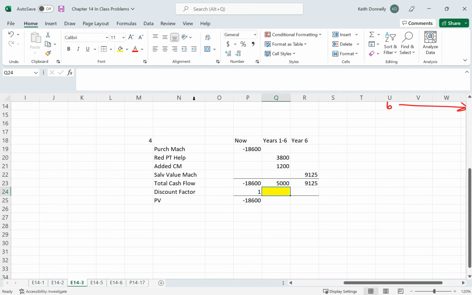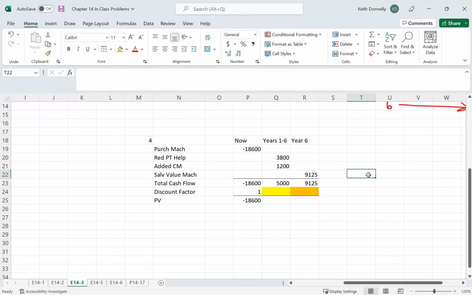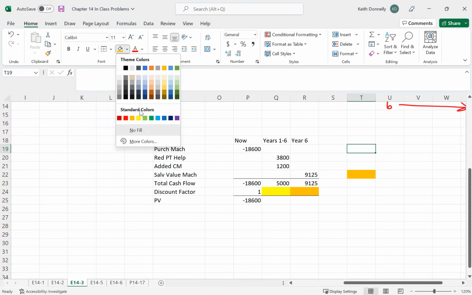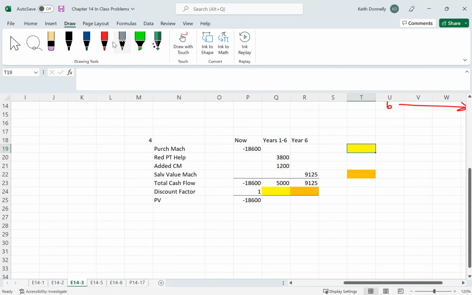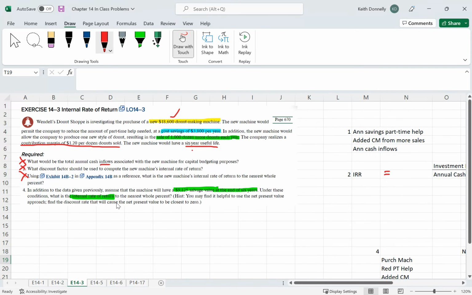Now what we have to do is find these ones right here. Since it's 6 years, this one is going to be an annuity. And this one, because it's a one-time thing, we're going to use the present value of $1 table. And let's think about our interest rate. Let's go back to the facts here, the discount factor. It says as a reference, what's the new to the nearest whole percent?